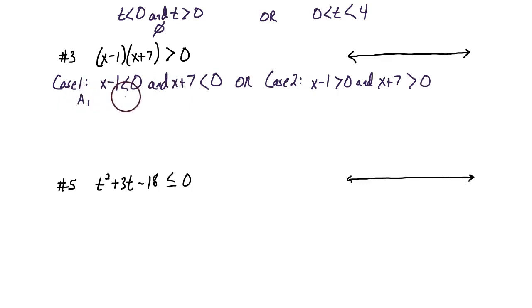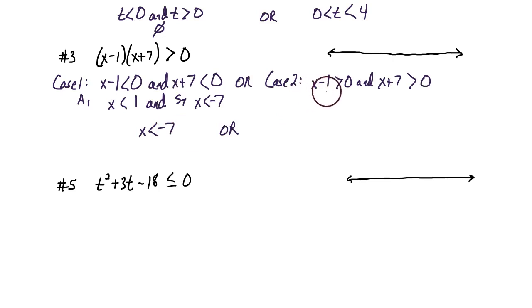For this one, add 1 to both sides. We get x is greater than 1. And then over here, we need to subtract 7. We get x is greater than negative 7. Let's consider this. x is greater than 1, and at the same time, it's greater than negative 7. Putting these statements together is equivalent to just saying x is greater than 1.